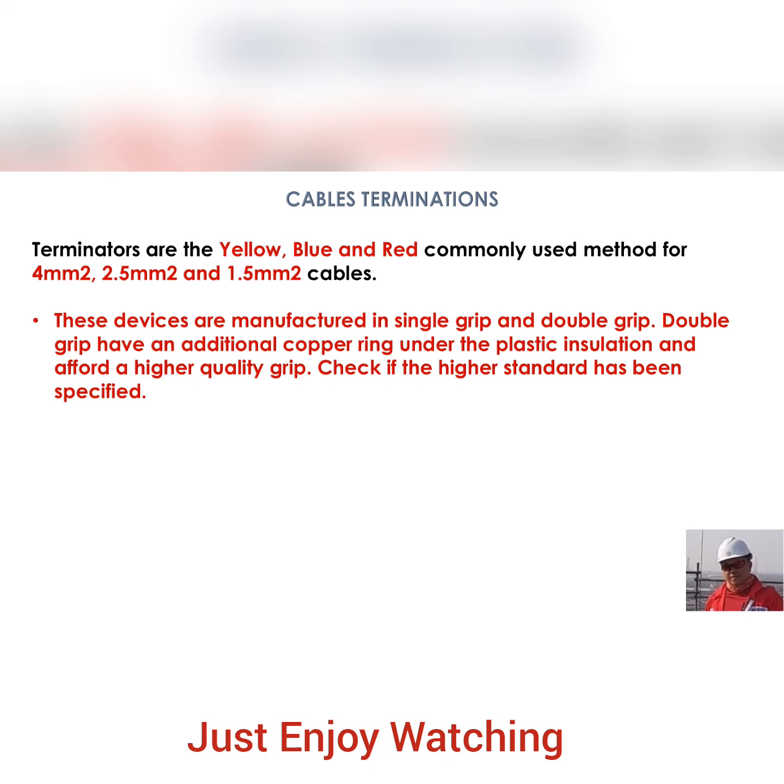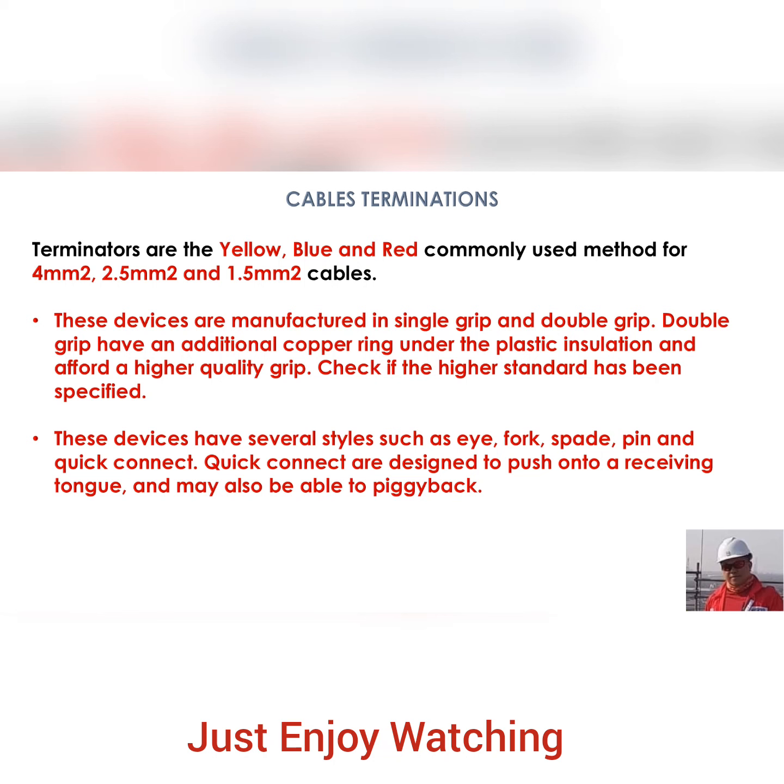So these devices are manufactured in single grip and double grip. Double grip have an additional copper ring under the plastic insulation and afford a higher quality grip. Check if the higher standard has been specified. So these devices have several types such as eye, fork, spade, pin, and quick connect. Quick connects are designed to push onto a receiving tongue and may also be a piggyback. Ensure the correct style, size, and eye hole size have been used.